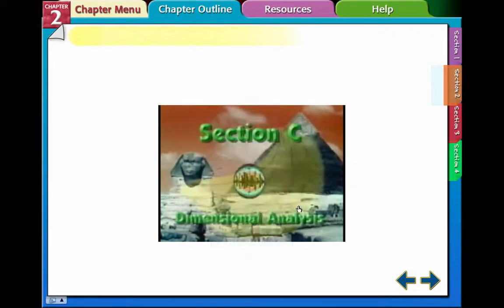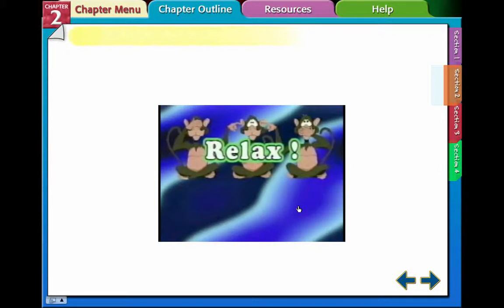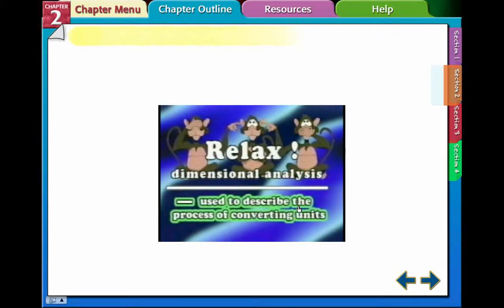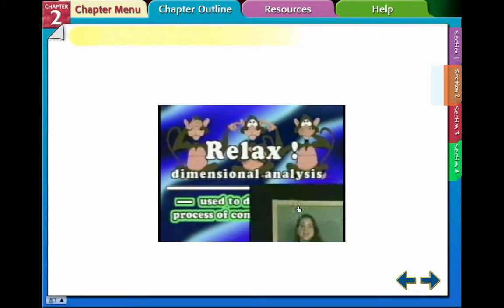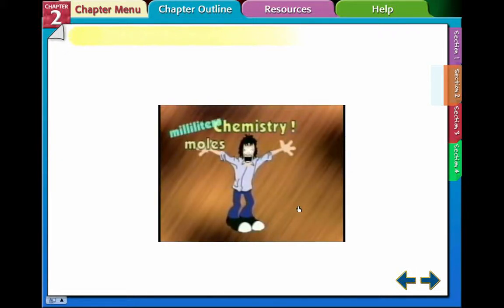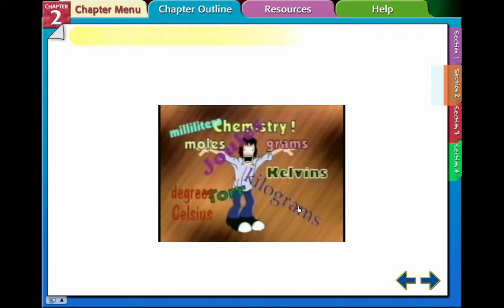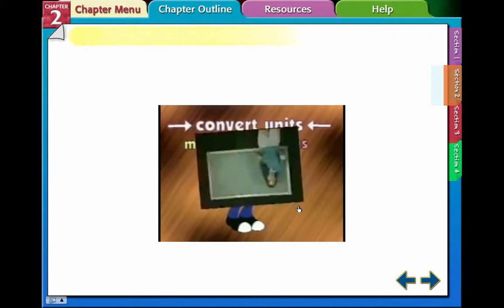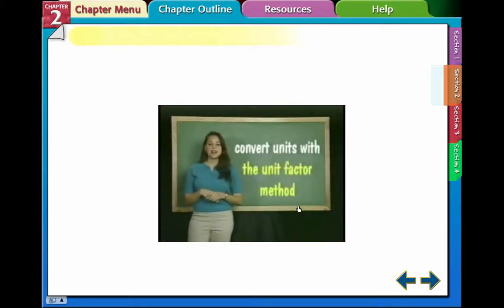Section C, Dimensional Analysis. Relax. Although it sounds very complex, dimensional analysis is only a fancy term used to describe the process of converting units. Here's the deal. We measure dimensions in units like the meters, liters, seconds, and grams we talked about earlier. Chemistry uses lots of different units, and sometimes you need a particular unit to do a calculation. If the unit you need isn't the one you're given in the problem, you have to convert units. You can convert units with the unit factor method.